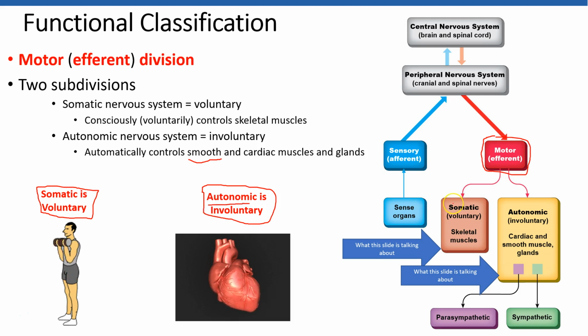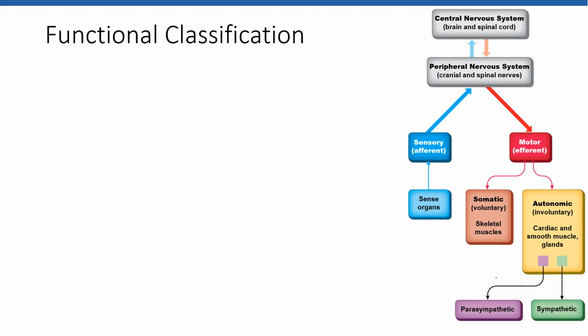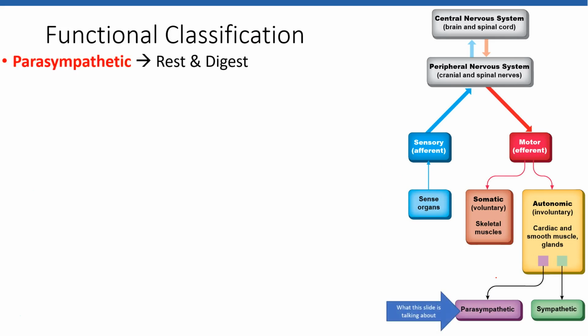And that's involuntary. However, if we look at the autonomic nervous system, there's two other divisions that branch off from it. We have the parasympathetic and we have the sympathetic. We'll see what the parasympathetic and the sympathetic are in the next slide.